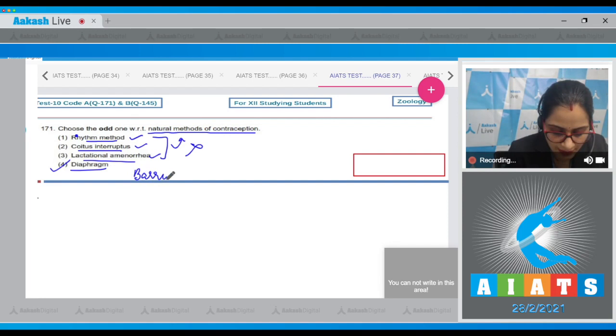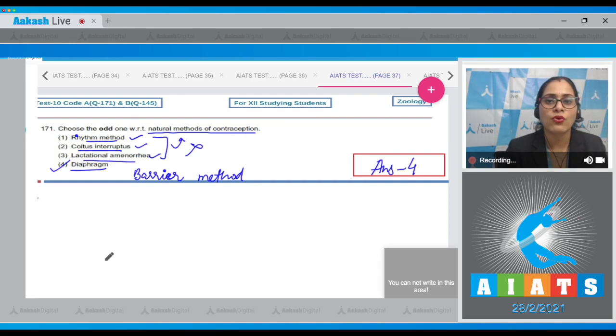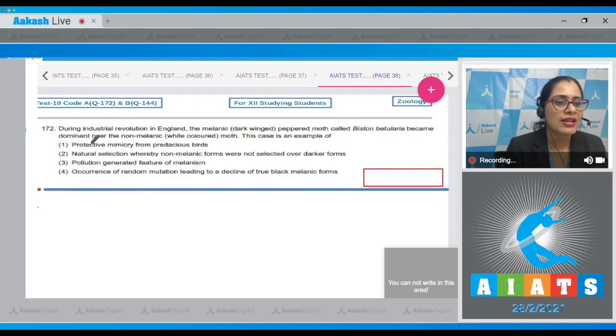So, this is the correct answer to our question, which is option number 4. Let's move on to the next question. Question number 172. During the Industrial Revolution in England, the melanic dark-winged peppered moth called Biston betularia became dominant over the non-melanic, that is white-colored moth. This case is an example of natural selection.